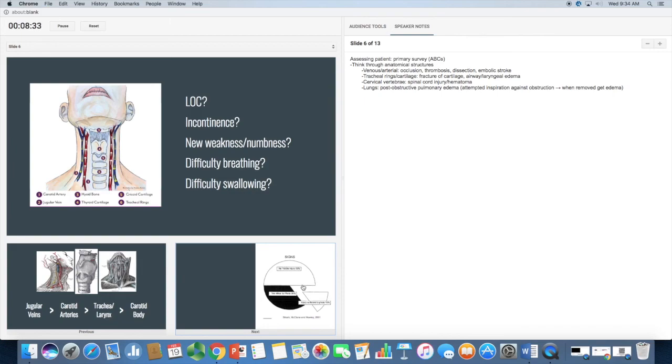Finally, do they have difficulty breathing or difficulty swallowing? Obviously, this is assessing more of the airway. And primarily, you're looking at the trachea, the larynx. Do you need to get ENT to scope them? And then another thing to think about also is post-obstructive pulmonary edema, which can actually occur after the strangulation is released.